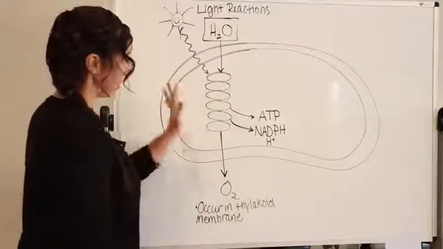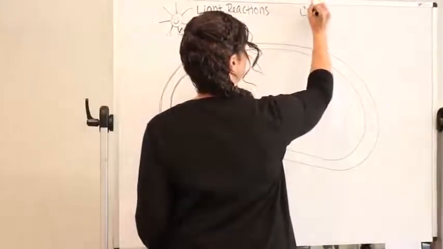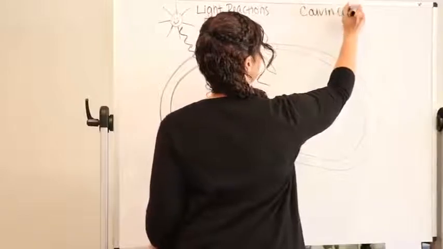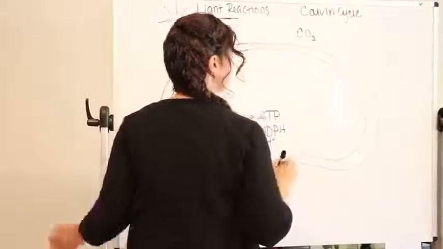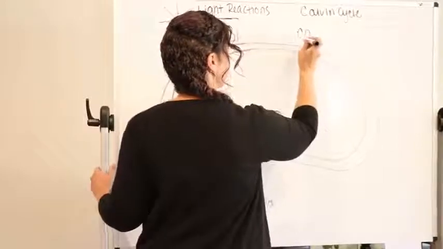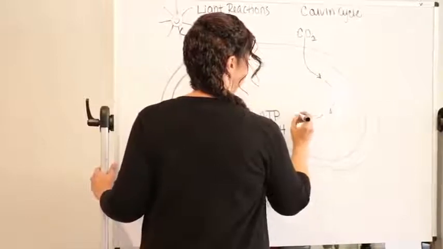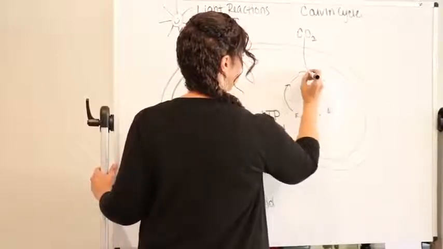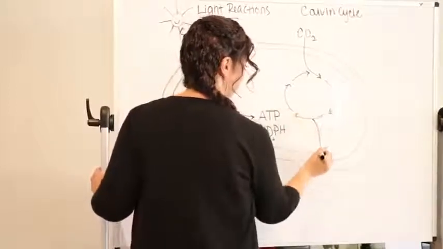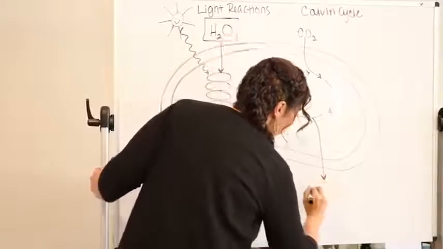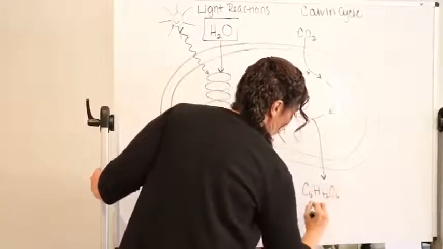Now on the other side, this is the photo side, the synthesis part. This would be the Calvin cycle. The Calvin cycle takes CO2 from the atmosphere. It enters the stroma and actually goes through a cycle. During this cycle, after enough rounds, you're going to make glucose. It takes a couple turns, but you'll get there.